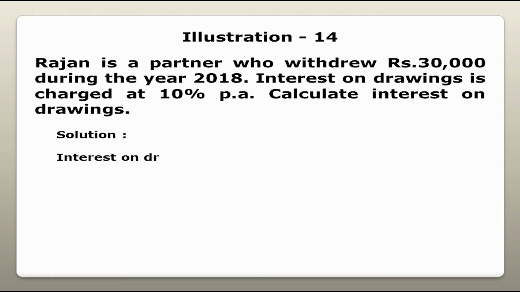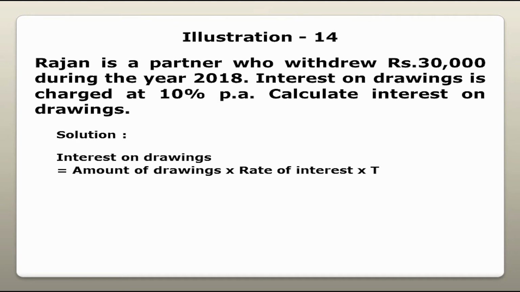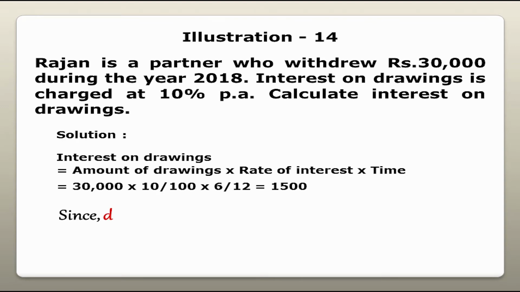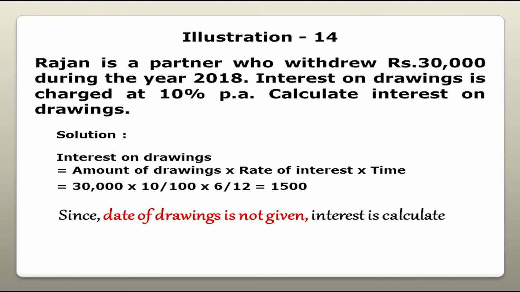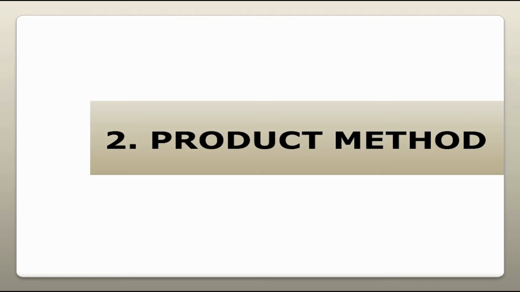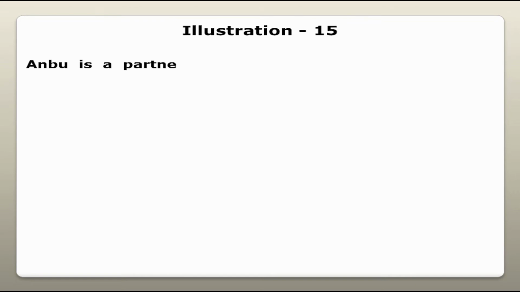So the solution: interest on drawings is equal to amount of drawings into rate of interest into time. This is the formula. So 30,000 into 10 by 100 into 6 by 12, which gives us 1,500. Why? Because the date of drawing is not given. So interest is always calculated for an average period, which is 6 months. Now let's see the second, product method. Now illustration 15. Anbu is a partner in a partnership firm.